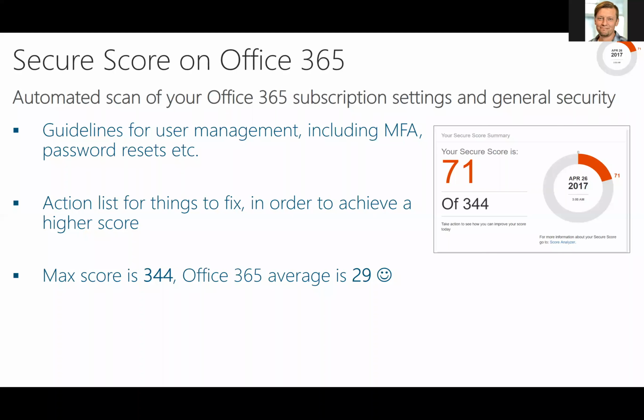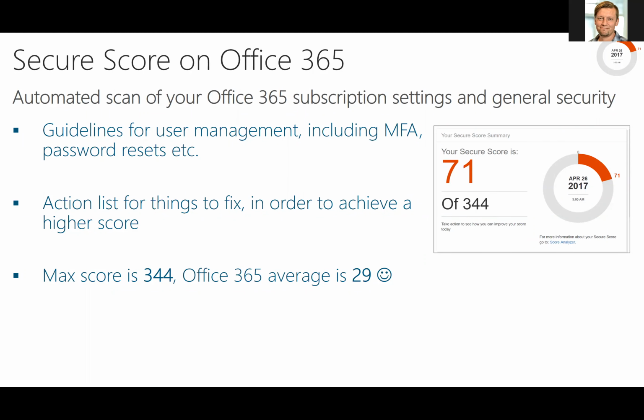So Secure Score on Office 365 is the thing you should continue to next. After having Azure AD up and running, after deploying OMS, Operations Management Suite, move on to Secure Score. Just go to securescore.office.com. When you authenticate, it scans through your Office 365 subscription settings and the security settings you have in place.